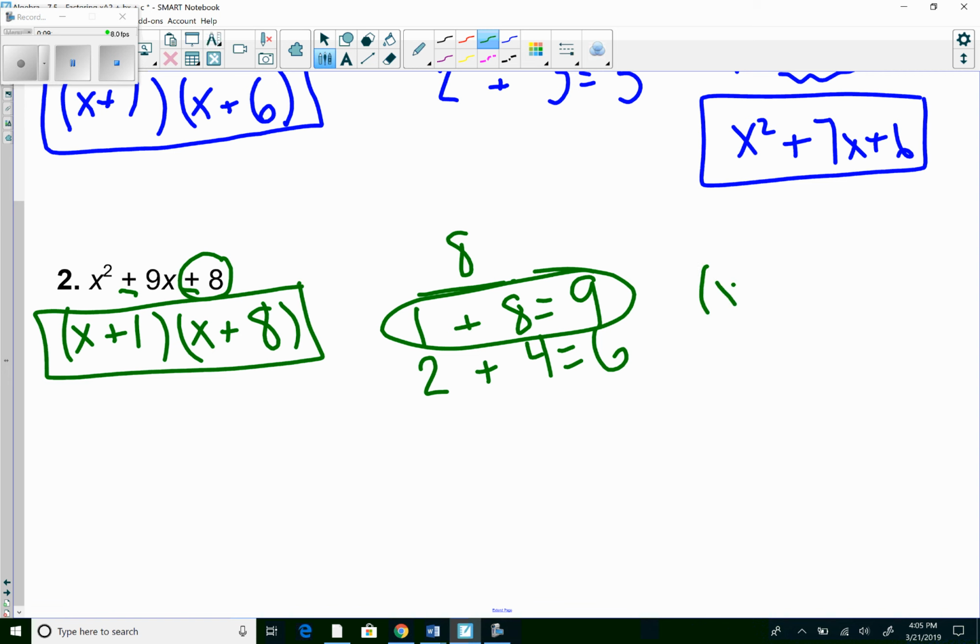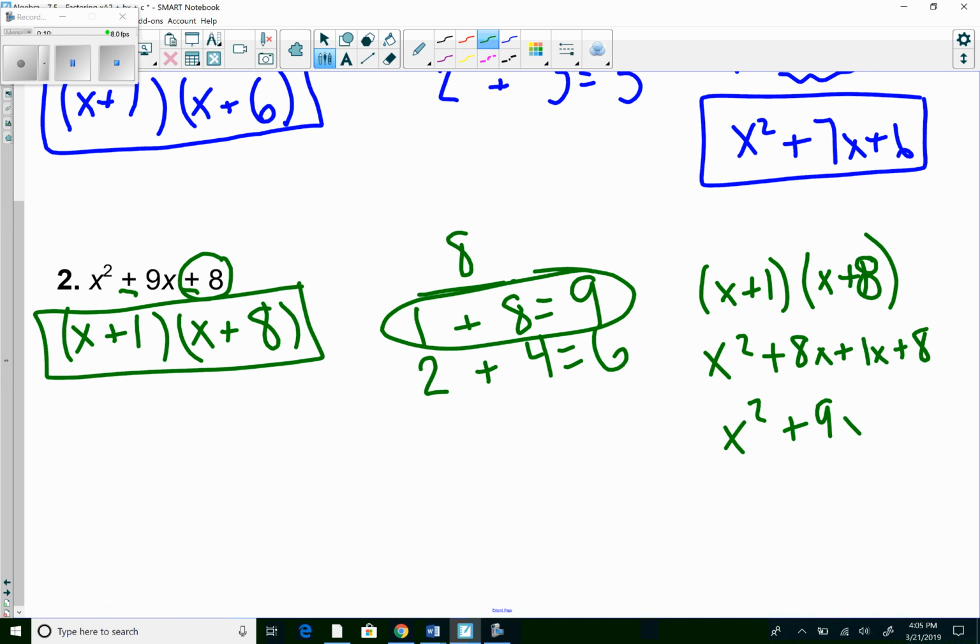Take 10 seconds, honestly, guys. This really gets you much better at foiling. You'll be able to start doing this really, really quick the more you do it. So x squared plus 8x plus 1x plus 8. So that's x squared plus 9x plus 8. All right. We came up with the exact same thing. So we are good to go.